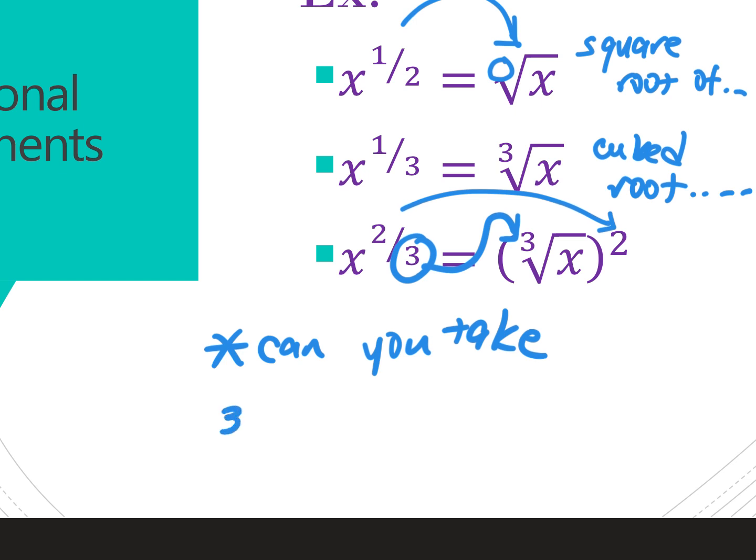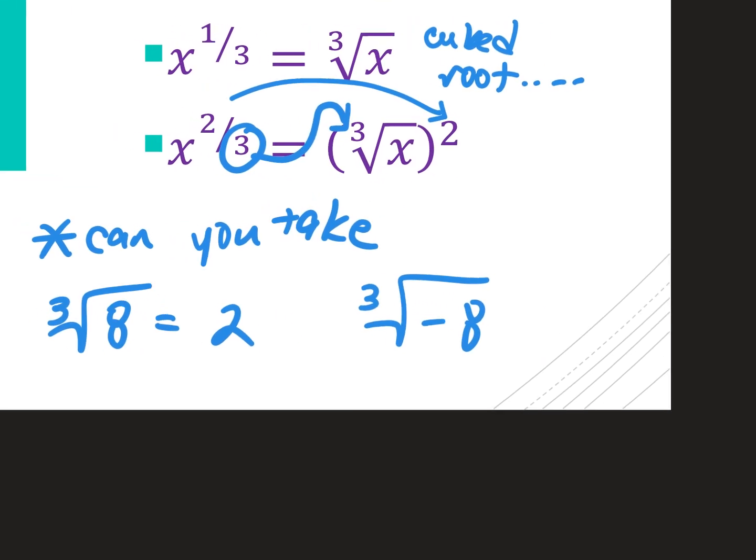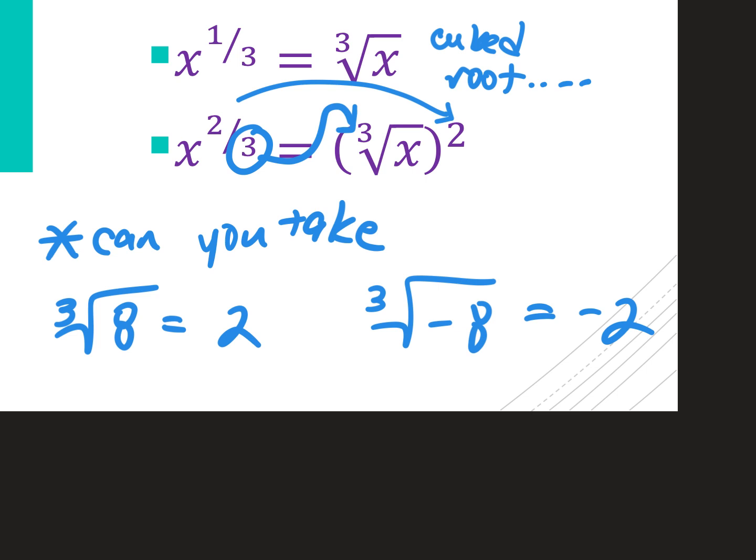Can you take the cube root of a negative number and get a real answer? What's the cube root of 8? What times what times what gives me 8? 2. Okay. What's the cube root of negative 8? Negative 2. That's true, right? Negative 2 times negative 2 times negative 2 equals negative 8. So can you take the cube root of a negative number? Yes. But can you take the square root of a negative number and get a real answer? No. What about the fourth root? No. What about the sixth root? No. What are you guys telling me? Odd number. Okay, you can take an odd root of a negative number. You can't take an even root.